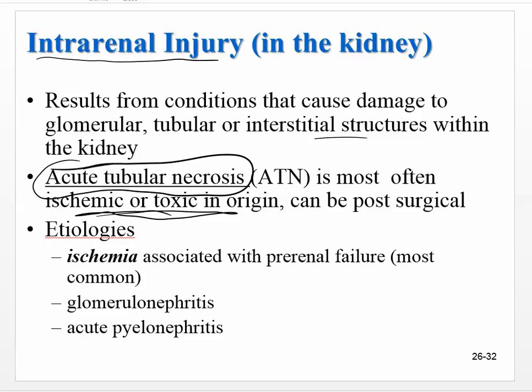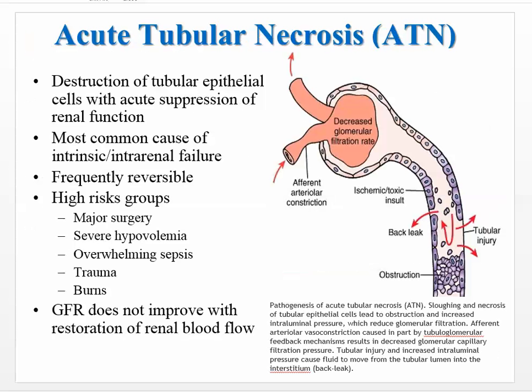So other etiologies: ischemia associated with pre-renal failure. That's the most common, so we've already mentioned that, so hopefully you're able to make that connection. Glomerular nephritis, acute pyelonephritis, so damage to the glomerulus, acute, some of those that we talked about earlier. Acute pyelonephritis, so this is the renal pelvis and backup. So something is causing damage in the tubule.